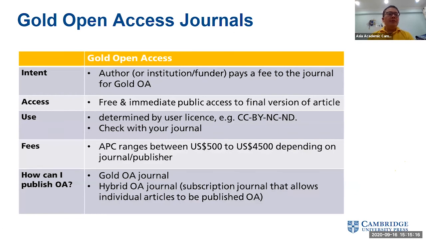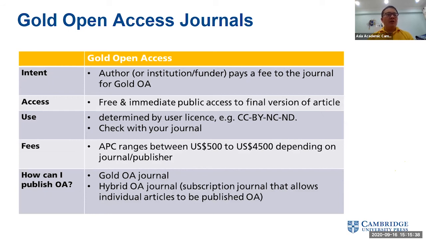So within journals itself, there is only one type of Gold open access, which we usually call Gold open access. The author needs to pay the APC. But the thing is, the access is free. Once the article is published online, it's free immediately. Anybody can access it, read it, and download it.